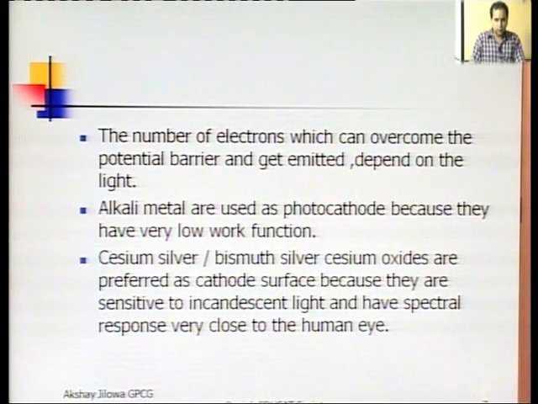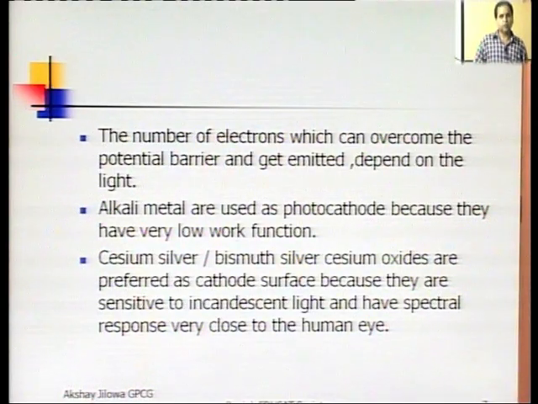The number of electrons which can overcome the potential barrier and get emitted depends on the light. How many electrons will be emitted from a particular surface at a particular time depends upon the intensity of light. Light is energy particles, so it depends on how much energy is being delivered into the molecule. Depending upon the energy, the number of electrons varies. The more the energy, the more the light, and the more electrons will be liberated.